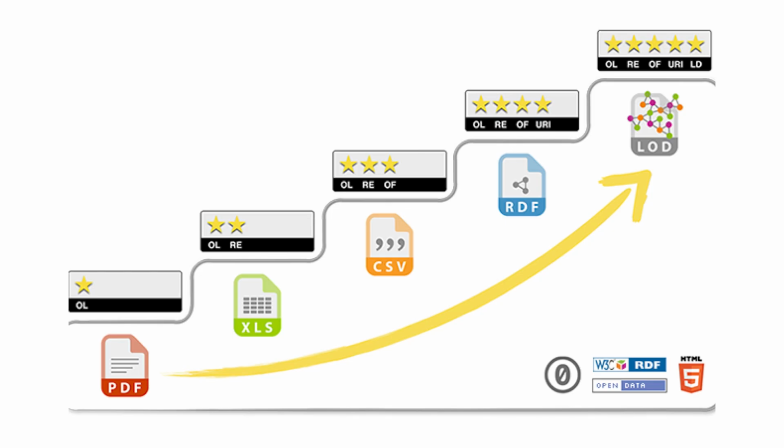1 star means that data can be accessed online, but not in a convenient way. 2 stars means that data can be downloaded in a format that is easy to process, such as a spreadsheet. 3 stars mean that data can be downloaded in an open and interoperable format, such as a comma-separated values file. 4 stars means that data follows best practices and standards, such as using common vocabularies and identifiers. 5 stars means that data is linked to other relevant data sources, creating a web of data.